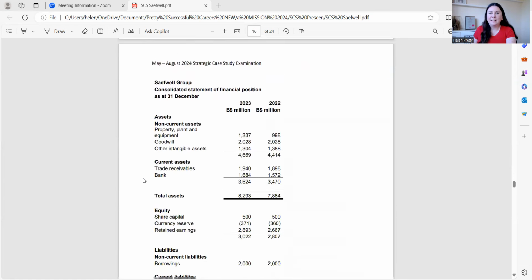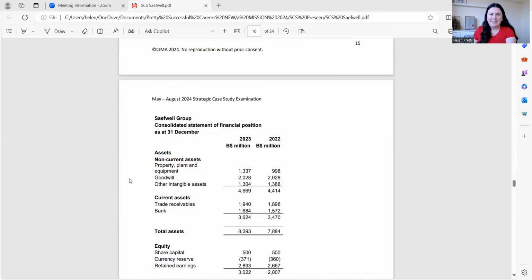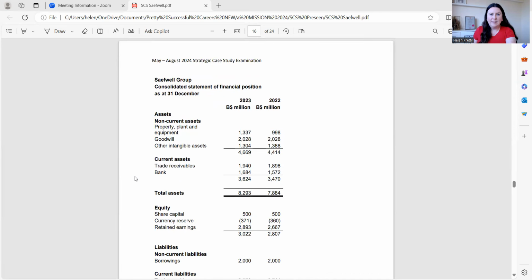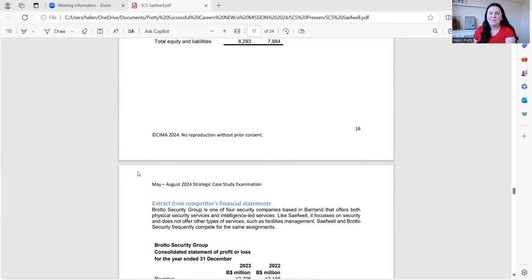If we scroll down to page 16, we can see our balance sheet, or our consolidated statement of financial position, in 2022 and 2023. Again, please review these at your leisure. I'm not going to read these ones for you, but please review these on page 16. We have non-current assets. We do have goodwill. We do have intangible assets. We have the normal current assets, equity. We have a long-term borrowing, and we have our normal current liabilities.